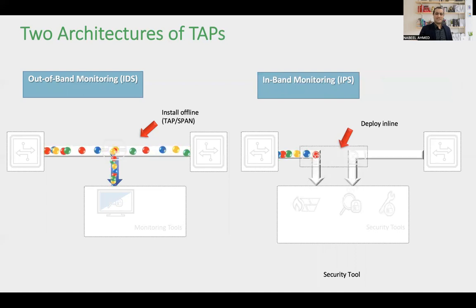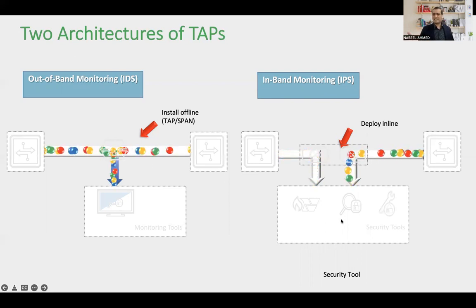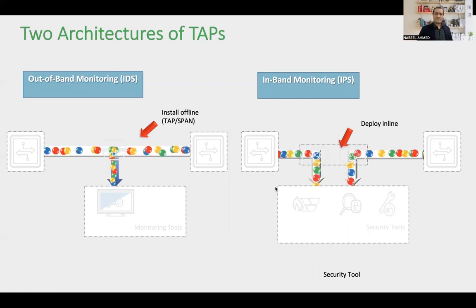Whereas the second architecture is what we call inline deployment. Now, this in-band monitoring is mostly useful if you have a sandbox, IPS, IDS, and you want that traffic to go to the sandbox first, analyze there, see what is malicious, what's not malicious, and stop it there, filter there, block it there. And if something is good, allow it to go to the other side of the network.